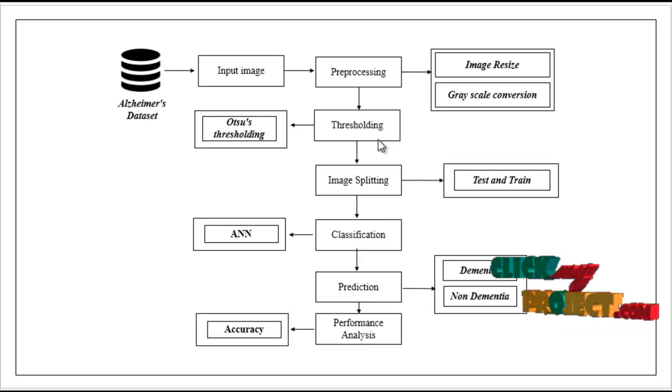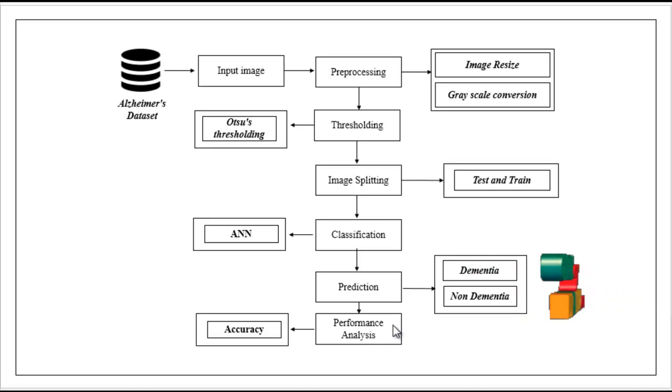The split images are carried to the classification module. Here we implemented a deep learning algorithm, the artificial neural network. After that comes prediction. In this part we have to predict whether the input image is dementia or non-dementia. After that we estimate some performance analysis like accuracy. So this is the flow of our project.